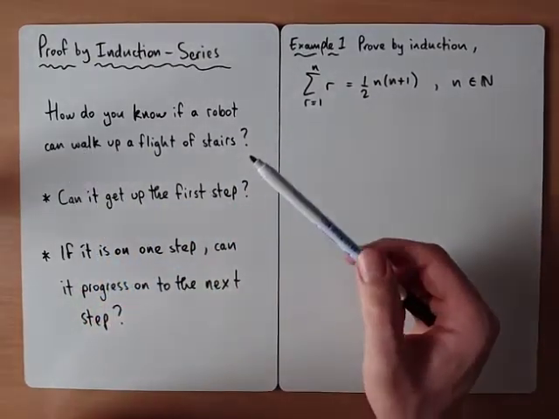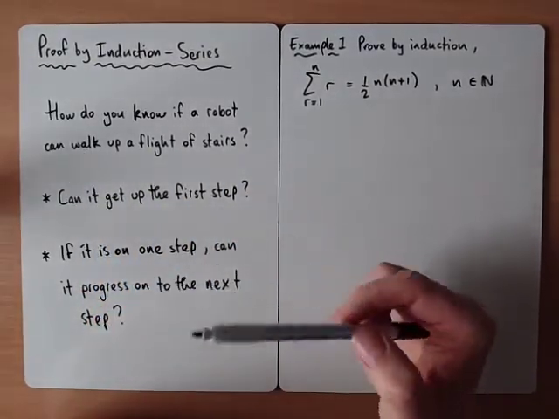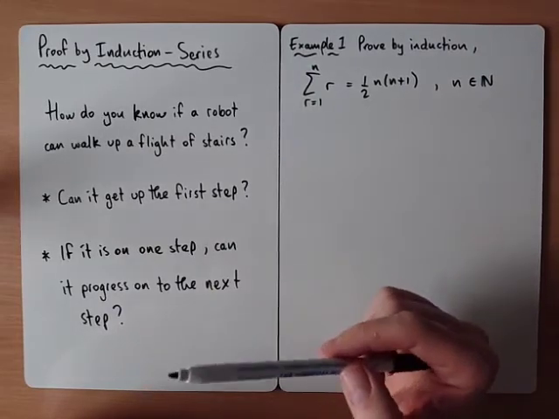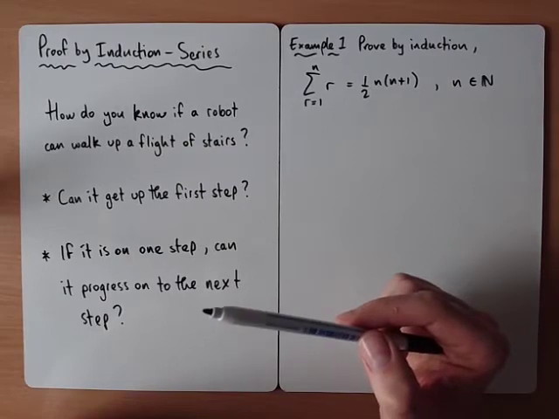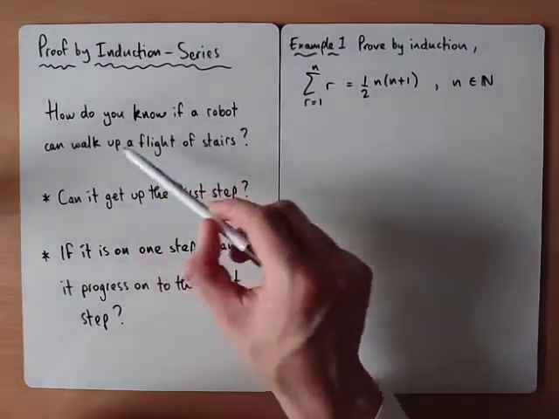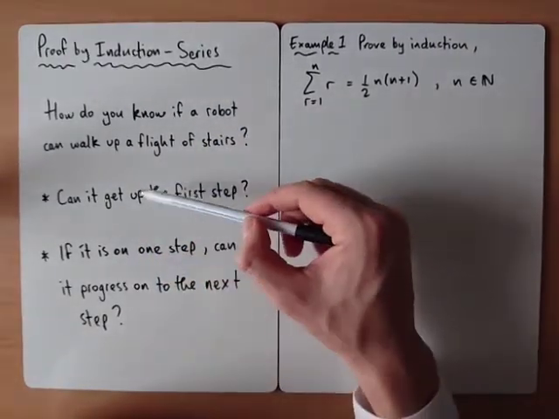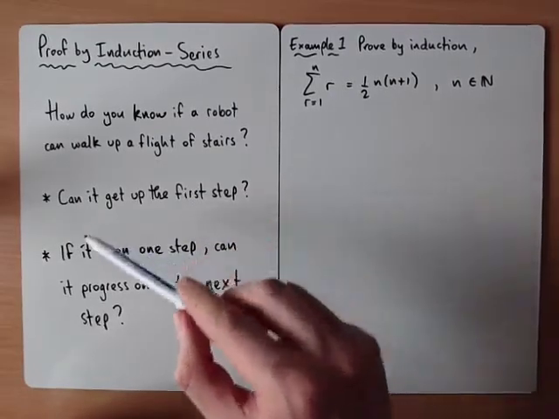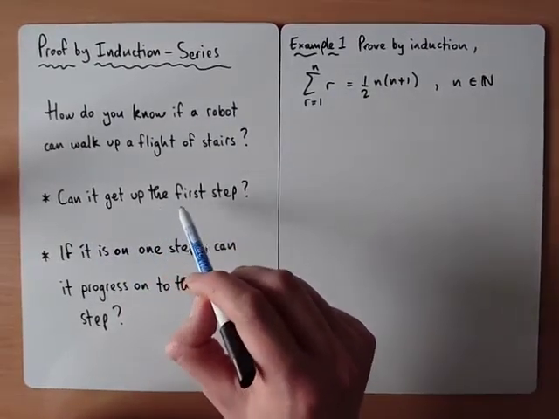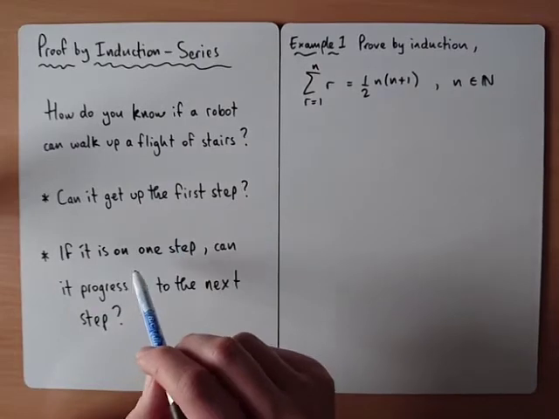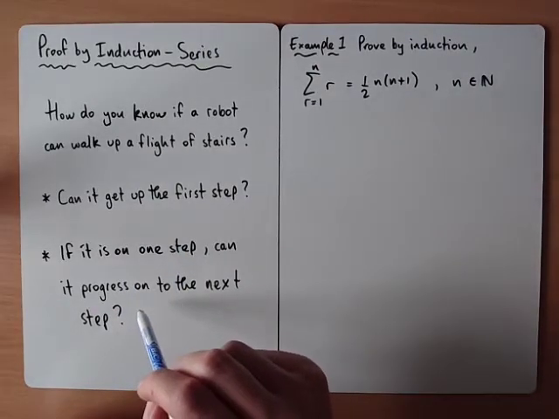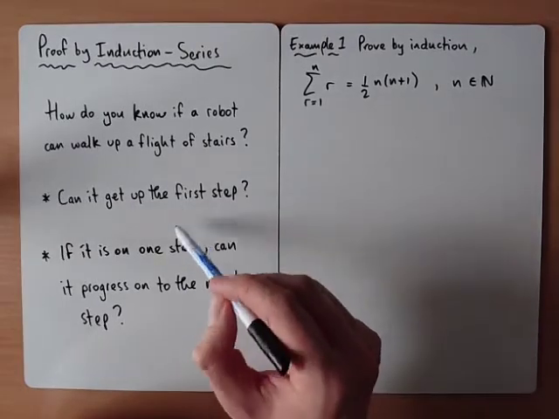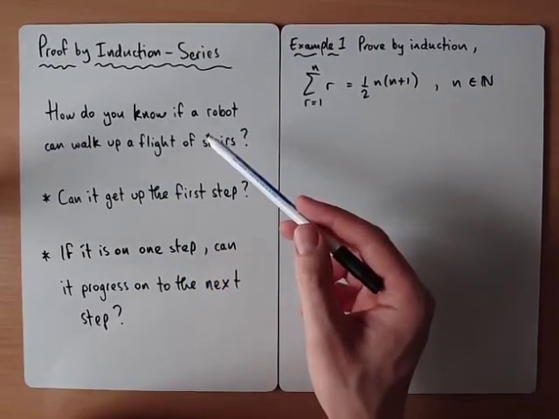Imagine you'd designed a robot and you wanted to know, can this robot walk up a flight of stairs? And the answer is, well, yeah, it would be able to walk up the flight of stairs if the following two things were true. So can the robot get onto the first step? And then if it's on one step, could it progress onto the next step? Just by knowing these two things, we'd be able to know if the robot could walk up the stairs.